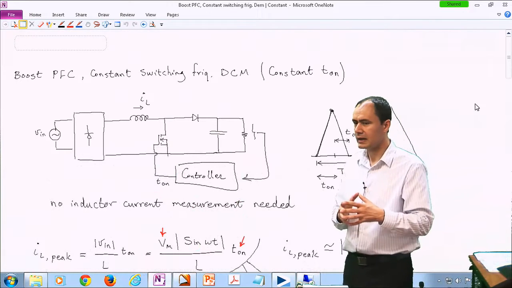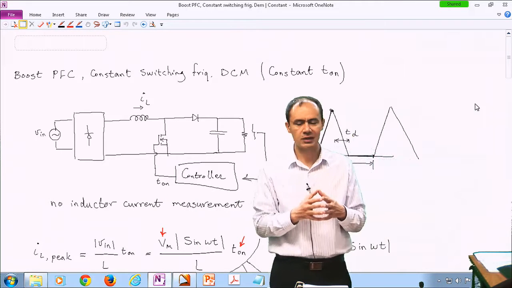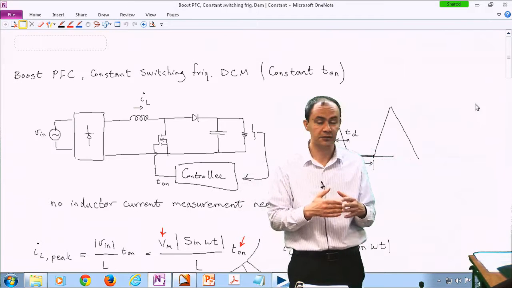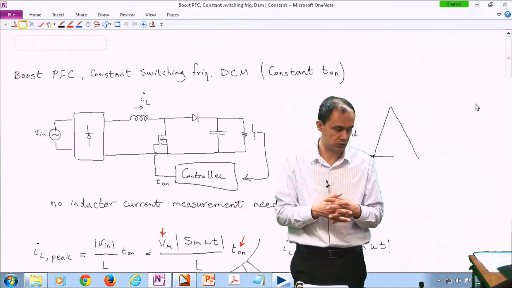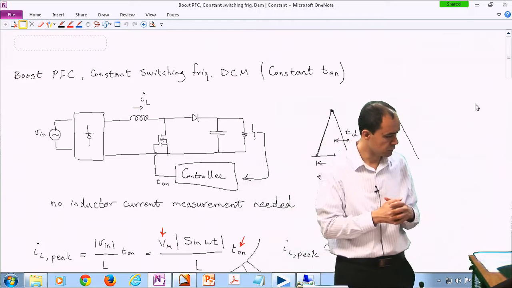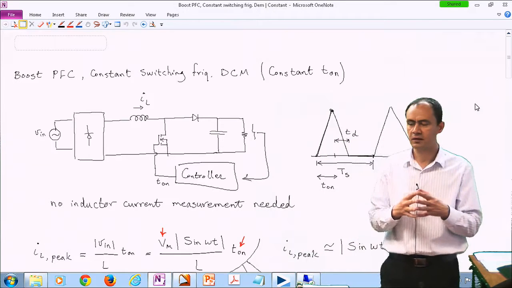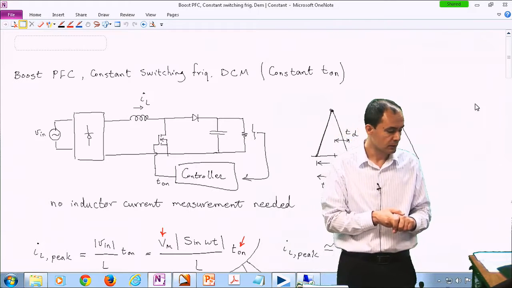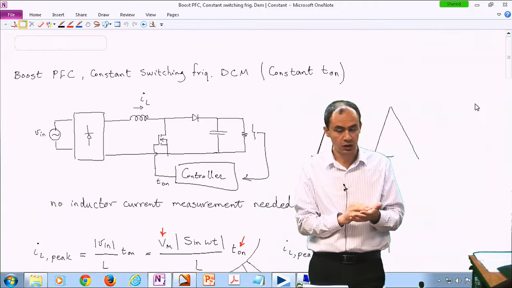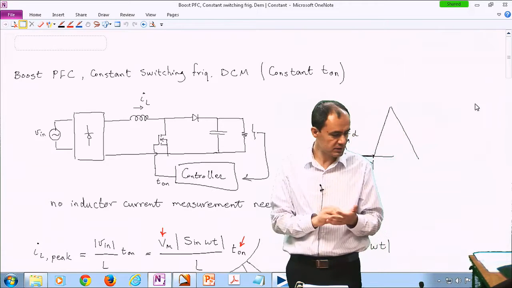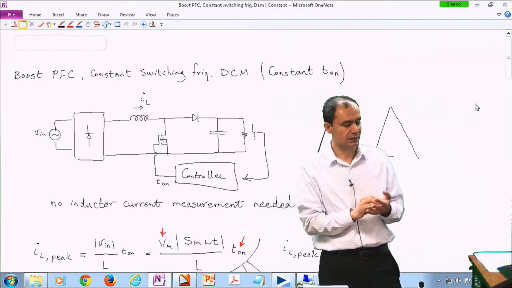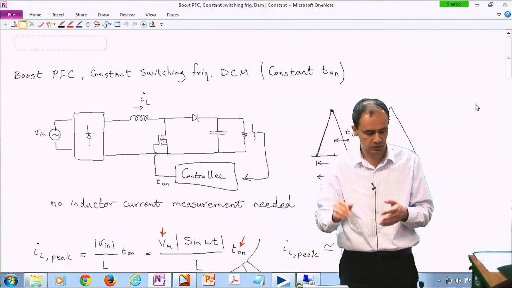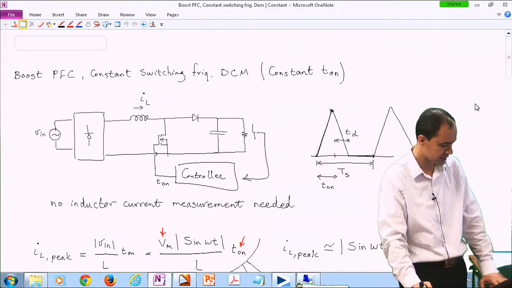We decided that the boost topology is a good candidate to do power factor correction, and then we started looking at different ways of doing power factor correction. So the very first method was to operate the converter under discontinuous conduction mode and keep the on time of the switch constant. Very, very simple, because you don't even need to measure the current.